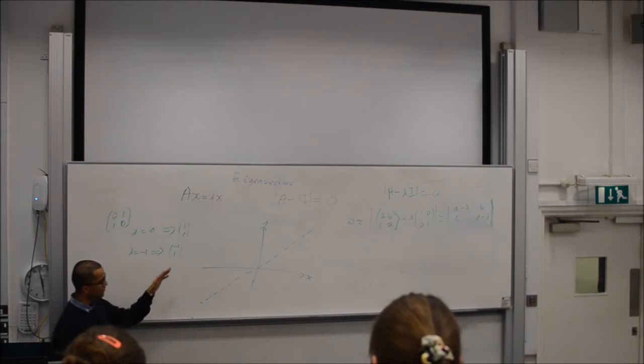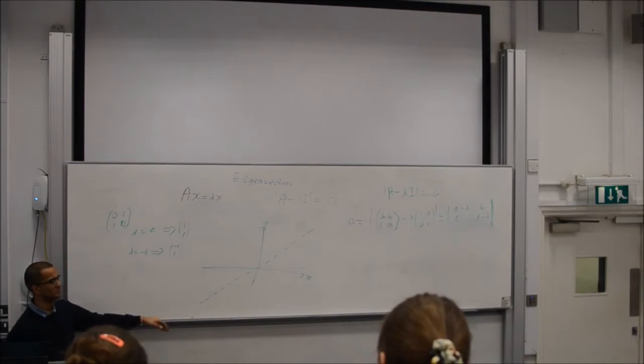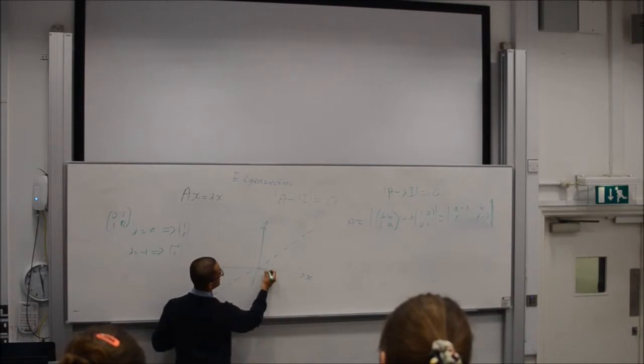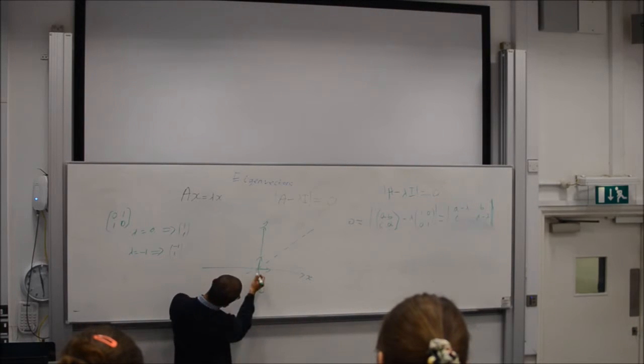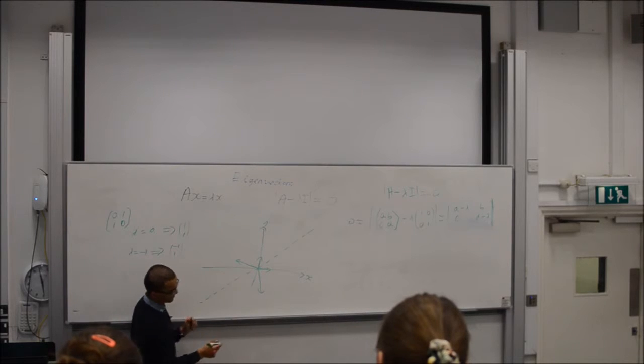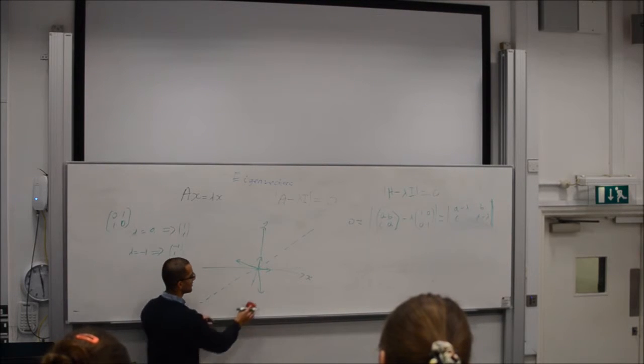So for this matrix, that's the reflection line. You put in some vector, say like this, and you'll get out some vector like that. Or you put in some other vector, like that, and you get something like that. So it just reflects along the line, that's all it does.